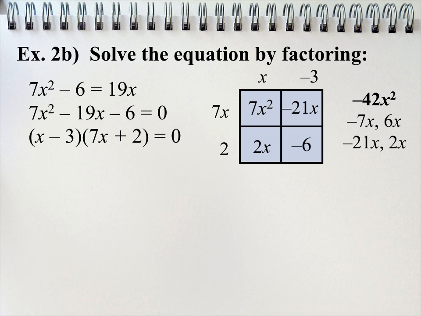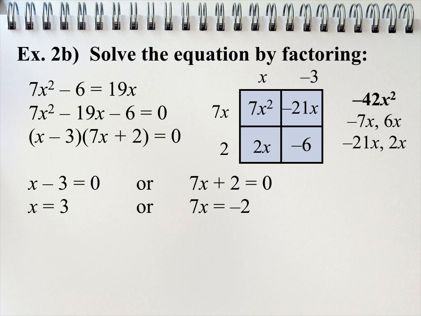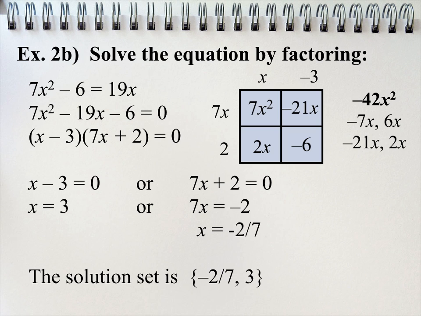And just as before, we set each factor equal to 0 and we solve for x. Our solution set is, again, we have two roots, -2/7 and 3. So we solved that quadratic equation by factoring. That one was a little bit more challenging because the leading coefficient of the quadratic term was not 1.